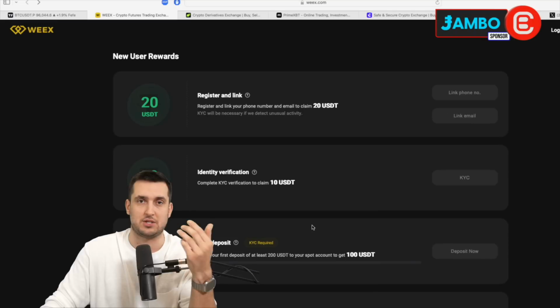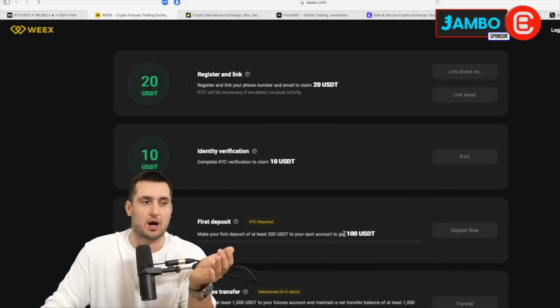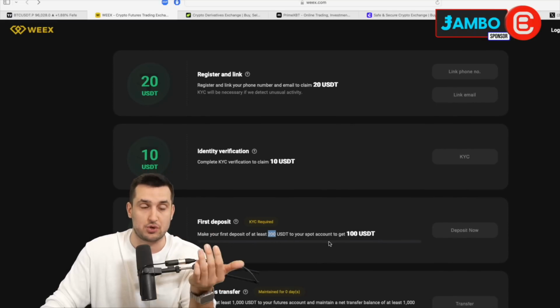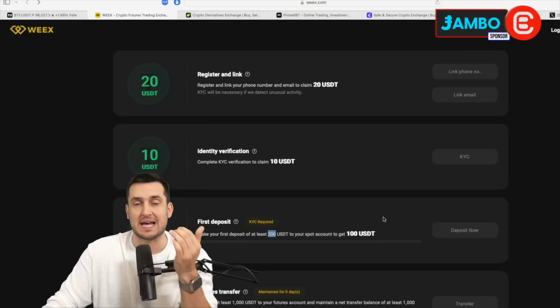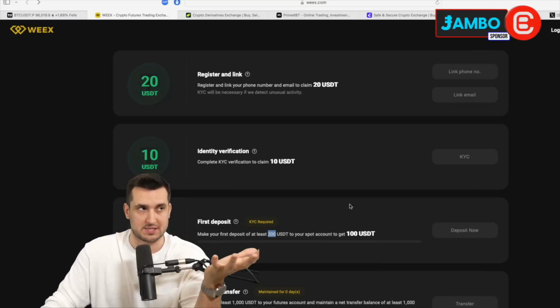Now, identity verification. If you want to do KYC, you get another $10. If you deposit $200, you get $100. So by signing up to, for example, WEX, I'm just showing this as an example.